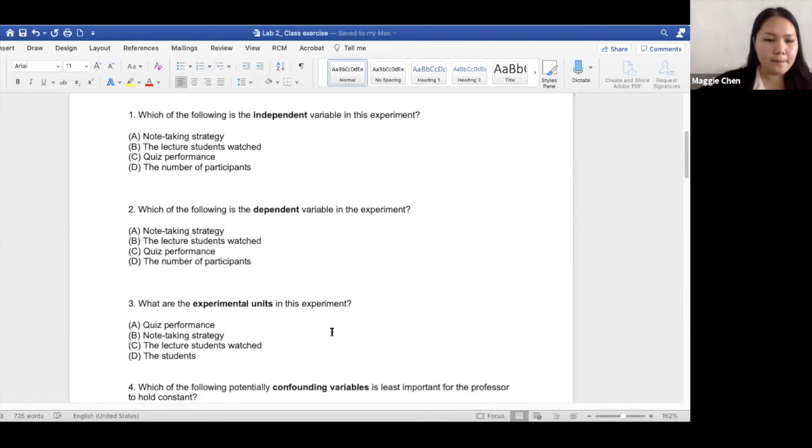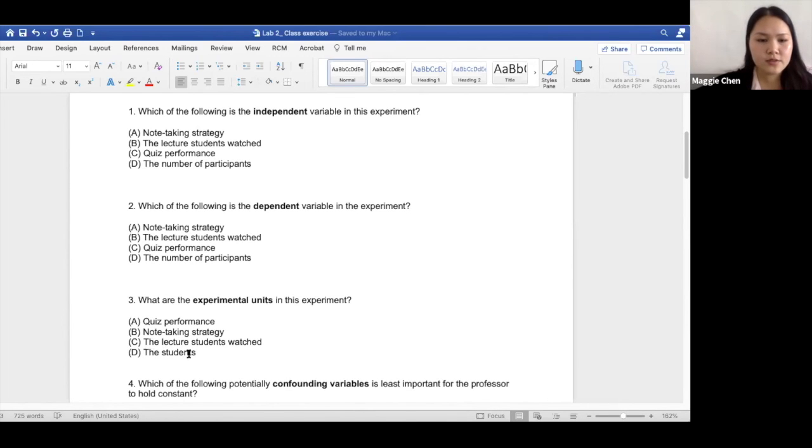So if we're looking at the same options again: quiz performance, note-taking strategy, the lecture students watch, or the students, we are applying our independent variable, our different note-taking strategies, to the students watching these lectures. So we can say that D is our answer. So D, the students are our experimental units.